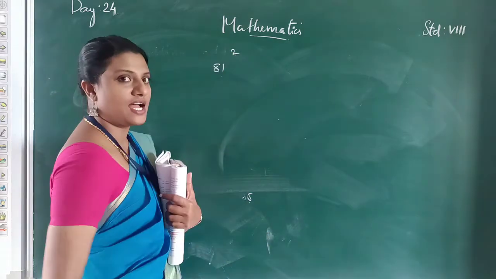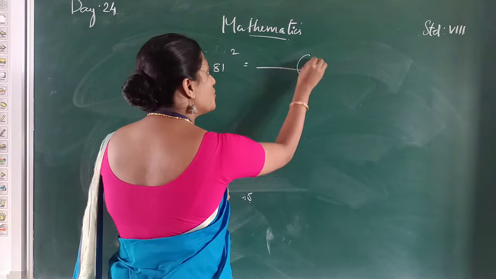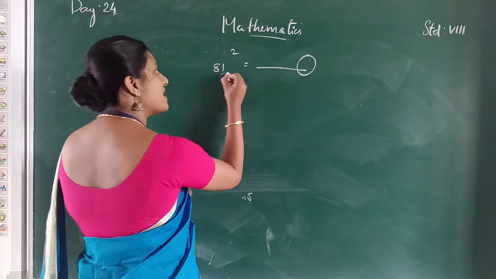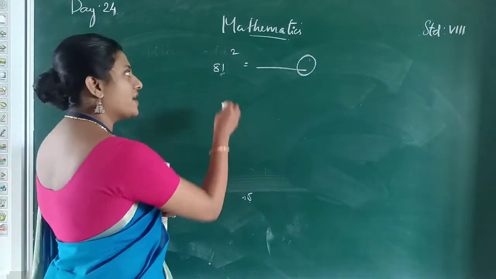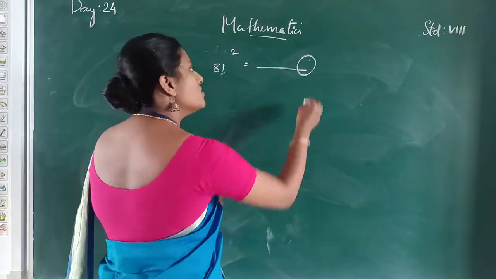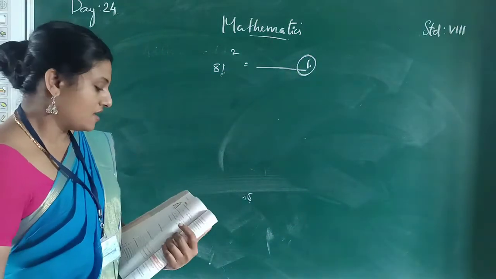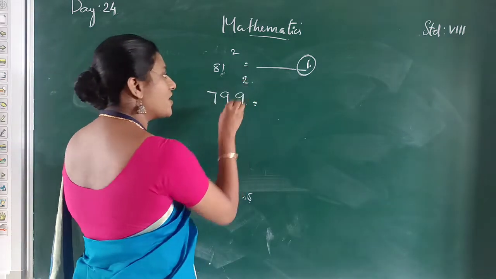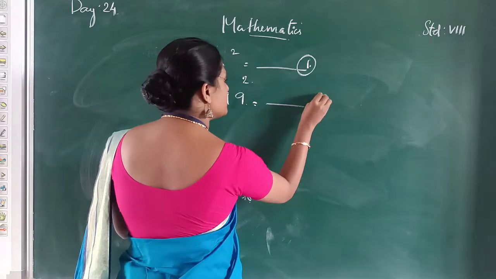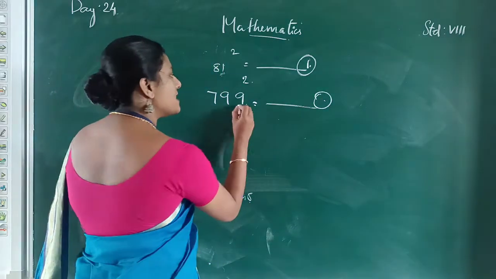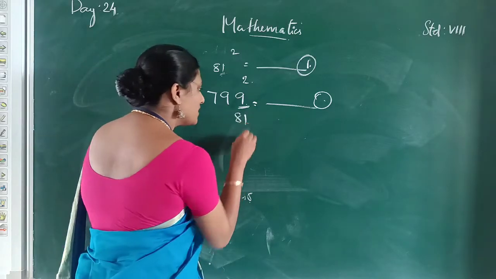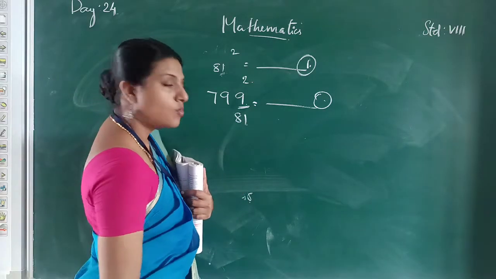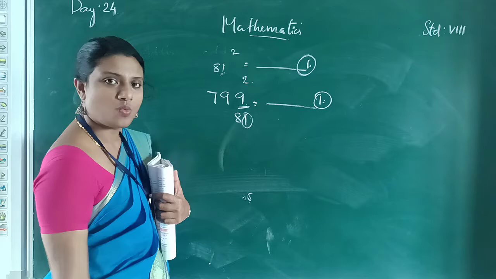To find the digit in the units place of the square of 81, you have to take the square of the digit in its ones place. 1 square means 1 itself. So the answer is 1. One more problem. 799. If we take the square of 799, what is the digit coming in the units place? Take the square of 9. What is the number? 81. And what is the number coming in the ones place? 1. So the ones place is 1.